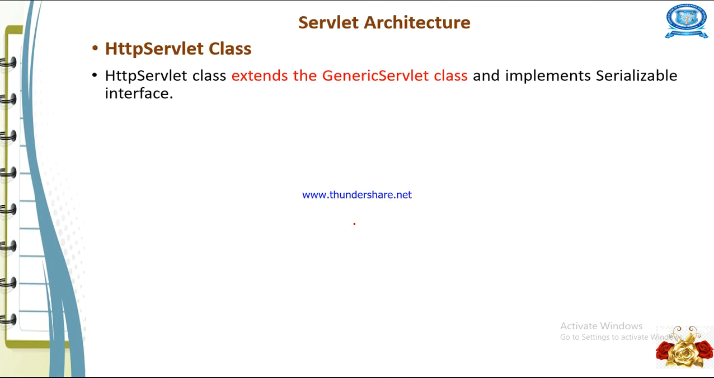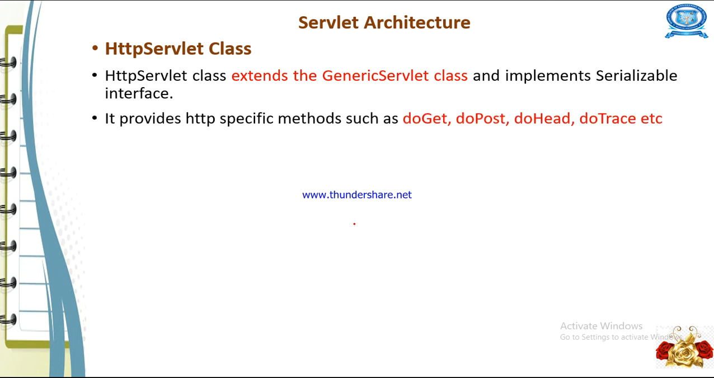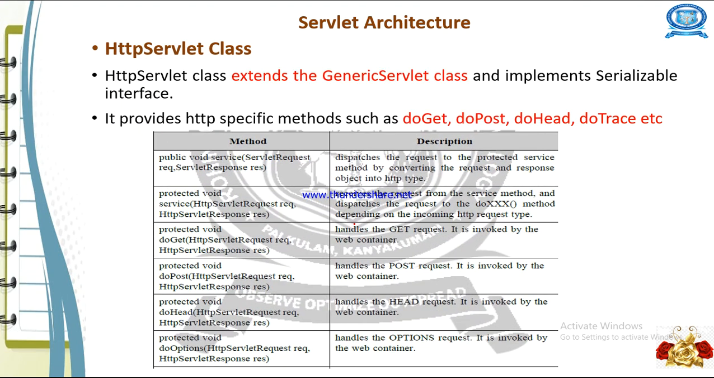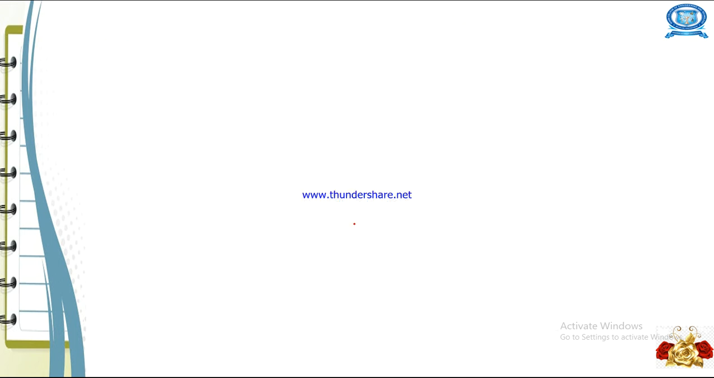And second, the HttpServlet class. The HttpServlet class extends the GenericServlet class and implements the Serializable interface. Okay. It provides HTTP specific methods such as doGet, doPost, doHead, and doTrace, etc. Okay. Here are some of the methods you have to use in this servlet class. The public void service, the protected void service. You'll see the sequence of the methods you have to use in this HttpServlet class.